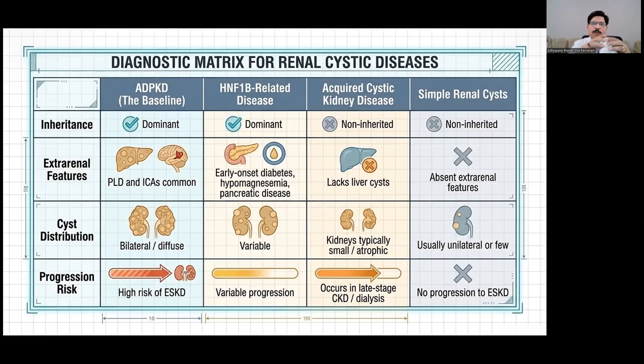Extrarenal features are present in case of ADPKD. What are they? Intracranial aneurysms and polycystic liver disease. These are the extrarenal manifestations. Sometimes abdominal wall hernias also will be there. Whereas HNF1B related, early onset of diabetes, hypomagnesemia, and pancreatic disease may be associated. Acquired cystic kidney disease lacks any liver cyst. There are no cysts in the liver at all.